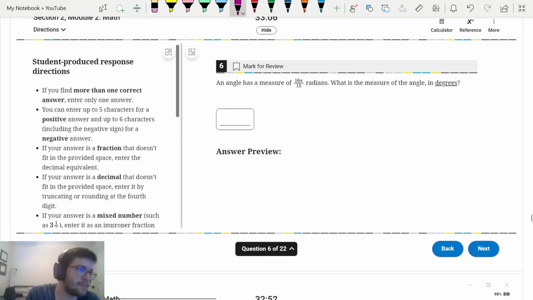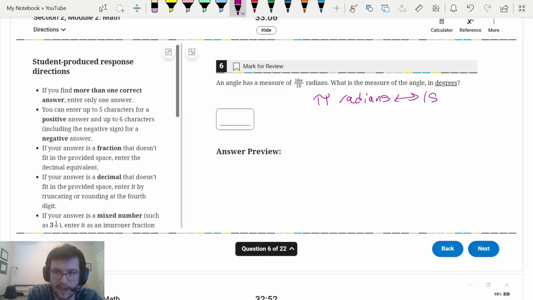So, okay, this one was on the previous module. You have to remember that there's pi radians in 180 degrees. They're not going to give you that on the test. You have to have that memorized or written down somewhere in your calculator program.